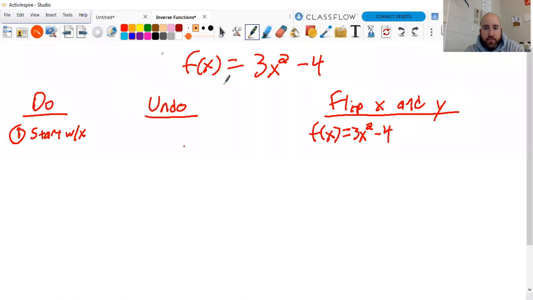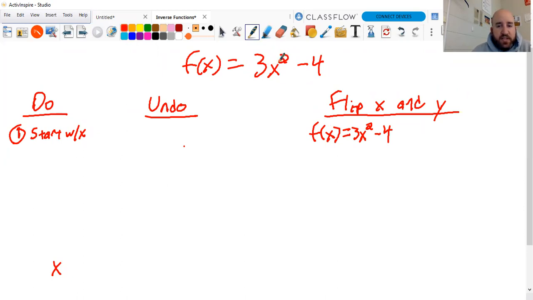So the first example has a couple extra things on it, but it's more based on when my exponent, the 2, is on x. Again, we're just sticking with squares and square roots, we're not going any higher. Okay, so we do do and undo, flip x and y. I'm trying to record this relatively quickly, so I already have it partially set up. So start with x. I'm going to put it down here at the bottom, like I always do.